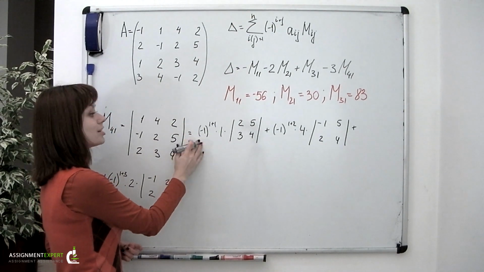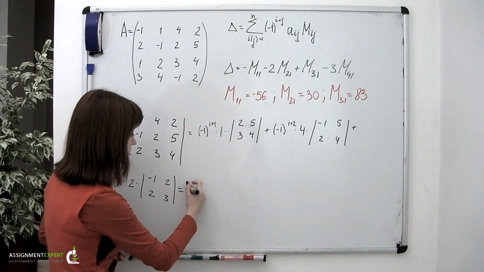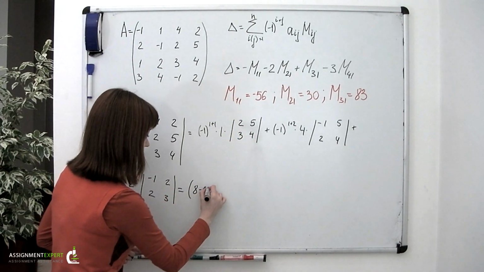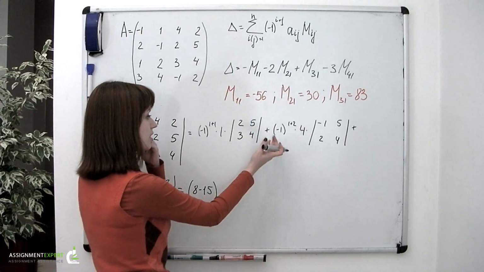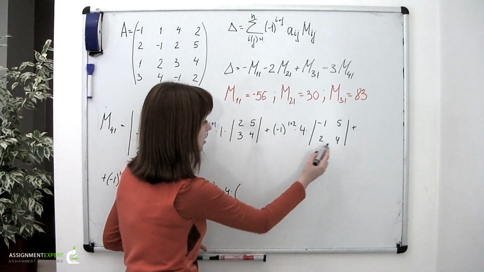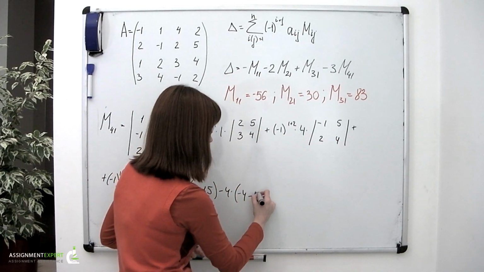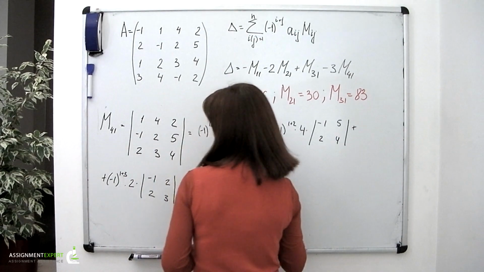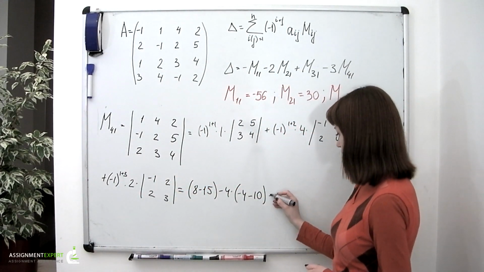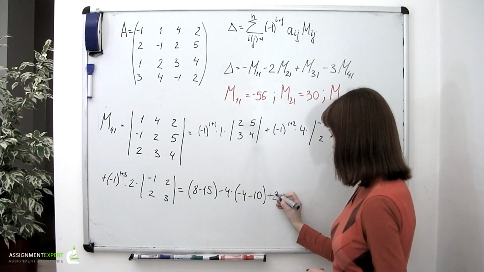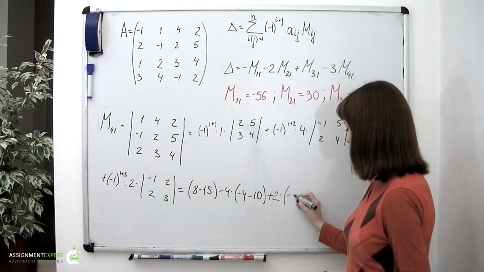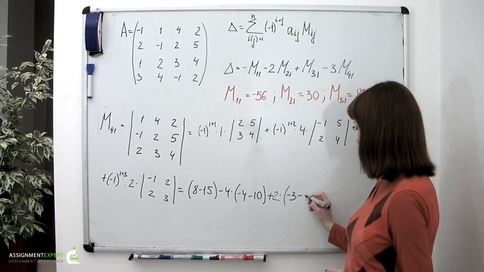Negative 1 to the second is 1 times 1 gives us 1, and then this determinant is 8 minus 15. Then negative 1 times 4 gives us negative 4, which goes multiplied by negative 4 minus 10. And then negative 1 to the fourth is 1 times 2 gives us 2, so we have plus 2 multiplied by this determinant, which is negative 3 minus 4.